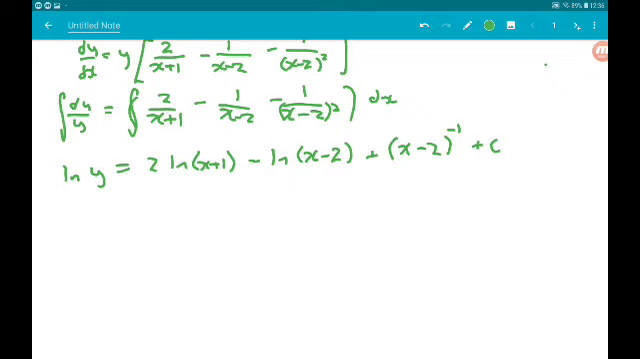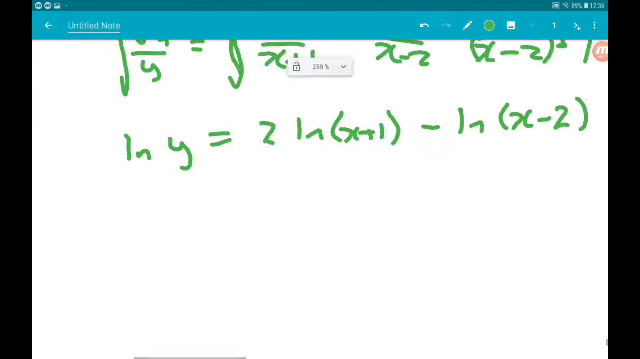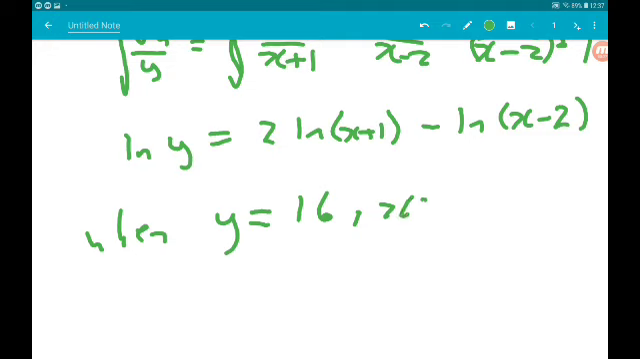Okay, so let's rewrite this last bit as 1 over x minus 2 plus c. Okay, so now those values come in. We know that when y is 16, x is 3. So this is going to allow us to find the value of c.